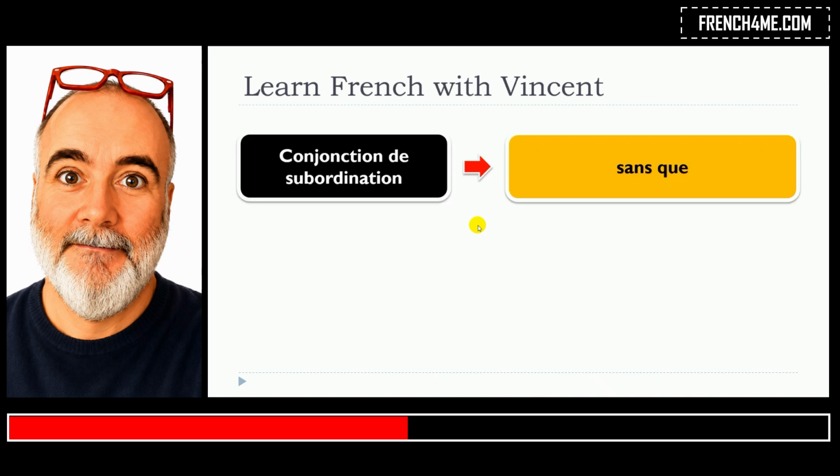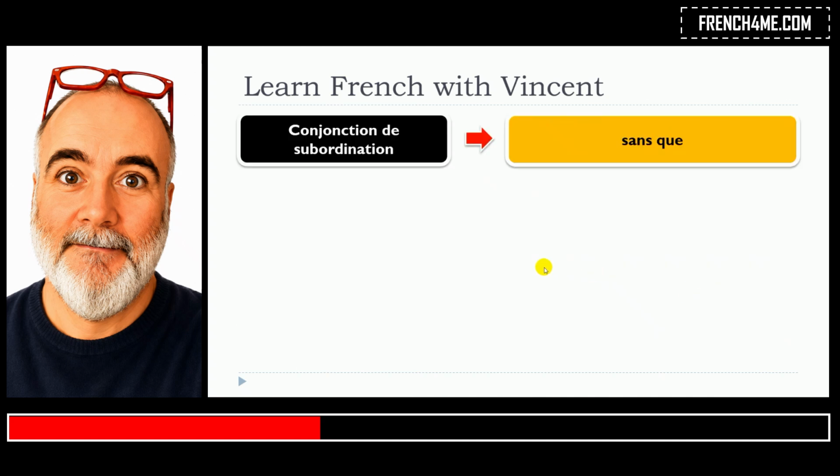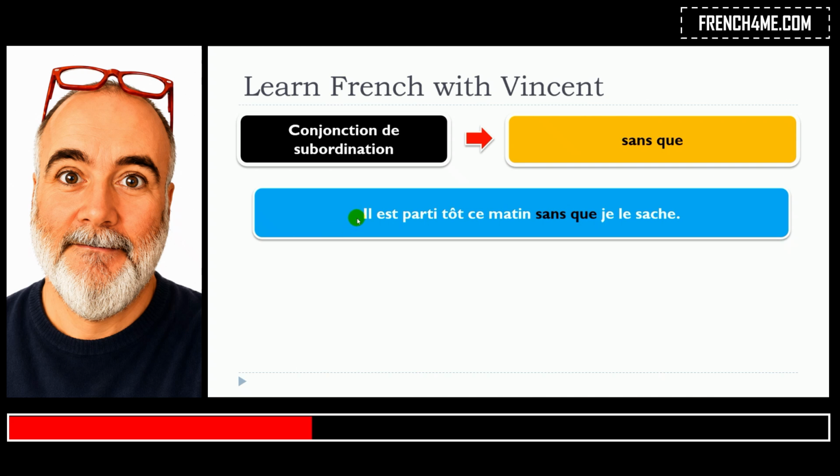So this lesson is about sans que. The conjunction sans que can be translated into various ways in English, including without, unless, and but. So we will see some examples with sans que.